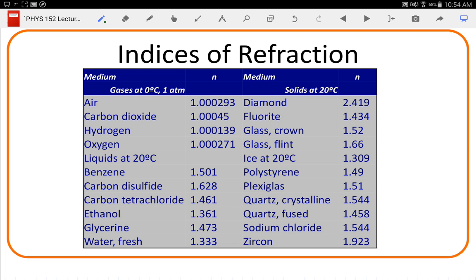Then we have solids, and of course you see the diamond value, 2.419 there. And you see a range of things. Ice, 1.309. Ice is a pretty fast speed compared to most things. Now glasses. We have here crown glass, flint glass. We don't have on here sapphire. I did my master's degree research on sapphire, which is a very clear, transparent glass. And it has a slower speed. It's like 1.76, I think, is the index of refraction for sapphire. So it's a little slower.